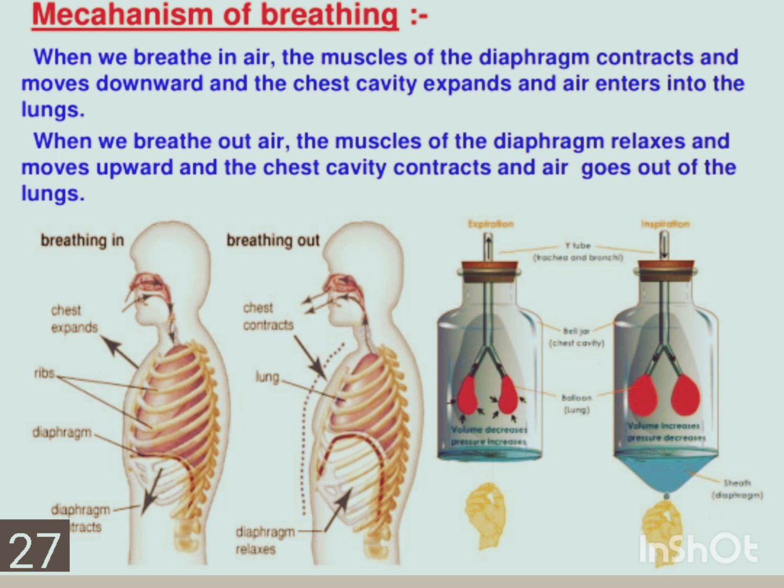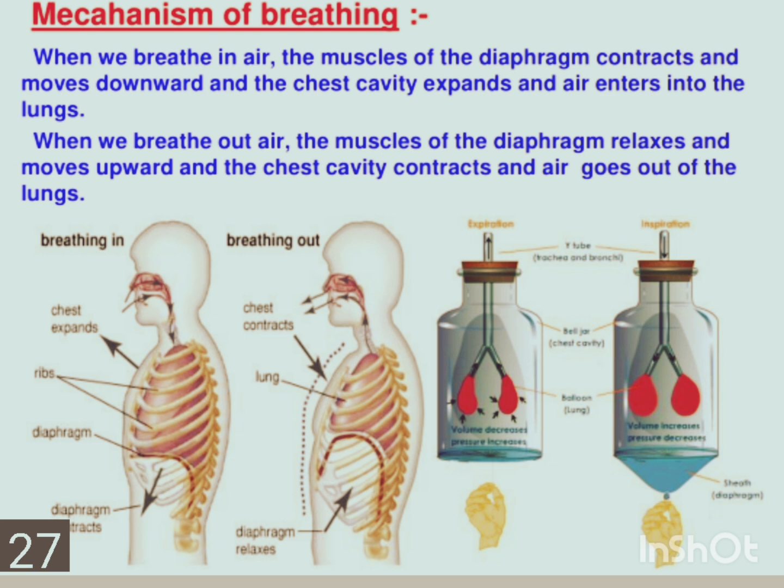Next we have the mechanism of breathing. When we breathe in air, the muscles of the diaphragm contract and move downwards, and the chest cavity expands and the air enters into the lungs. You can see this in picture 1. Whenever we breathe out, the muscles of the diaphragm relax and move upwards, and the chest cavity contracts and the air goes out of the lungs.